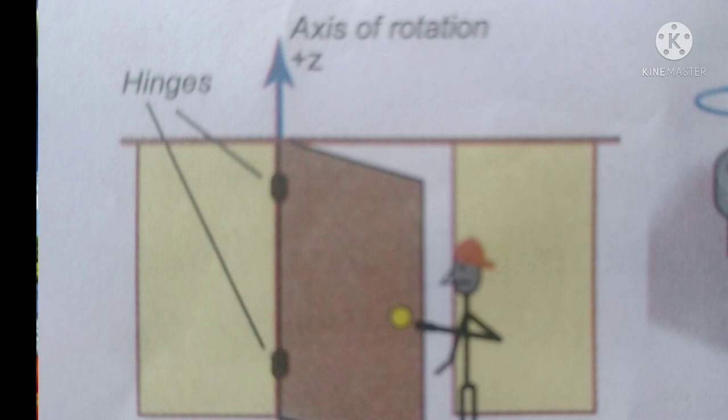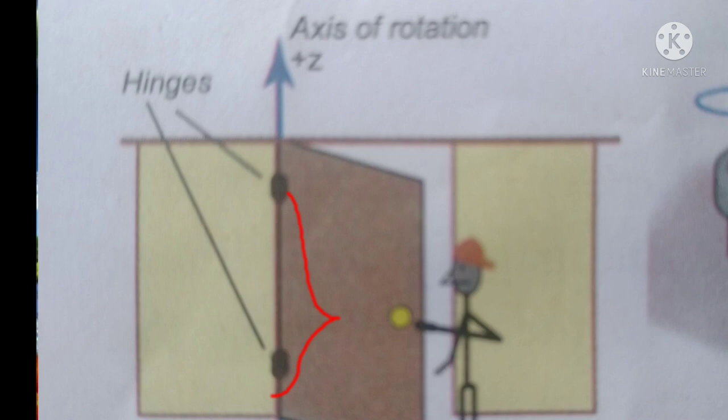But if the handle is at the center position or nearer to the hinges, it is very difficult to close or open. We have to apply more force. So here, as the distance from the fixed edge to the point where we apply the force increases, we have to apply much less force. So this turning effect of the applied force is more when the distance between the fixed edge and the point of application of the force is more.